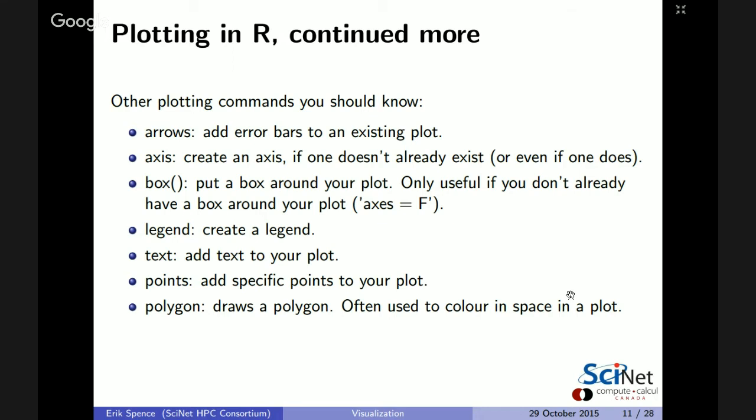Legend, highly recommended. Use legends. If your data has more than one piece of data on it, put a legend in there so it's easier for people to read, right? Text, we'll add text points, add specific points to your plot wherever you want to put them. That might be useful. Polygon, we'll draw polygons usually if you want to color in underneath a line. You can use it to add color to specific pieces of your plot after the fact.